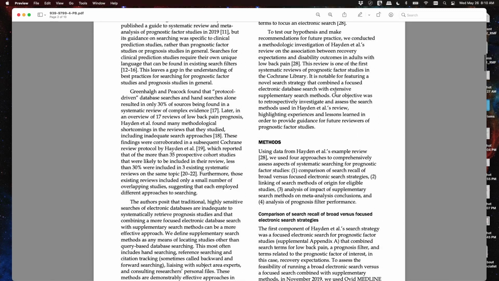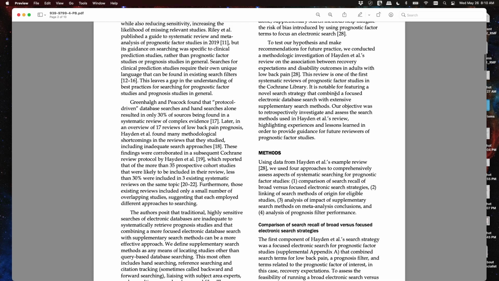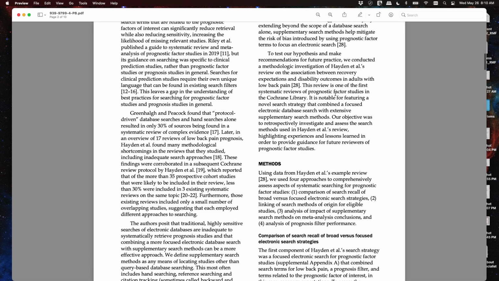Searching for these kinds of review types is very difficult because none of the classical search approaches are enough. So you have to really use different methods, and especially the supplementary search methods seem to be playing a very important role for prognosis reviews or prognostic factor reviews. For the rest of this call, I'm just going to say prognosis reviews.